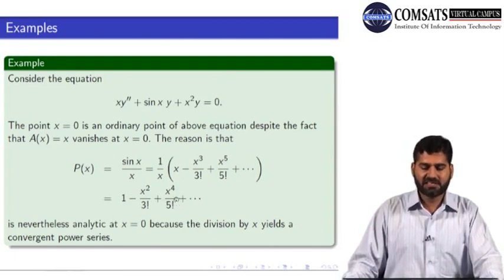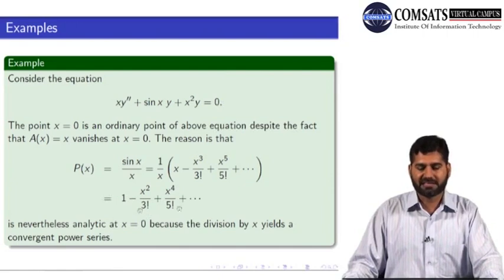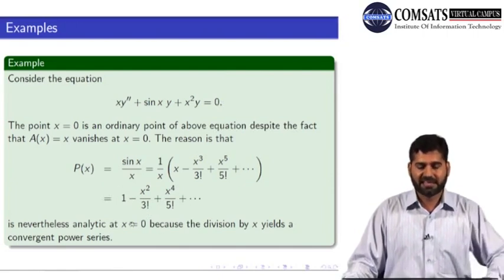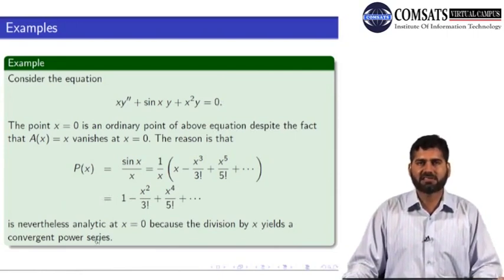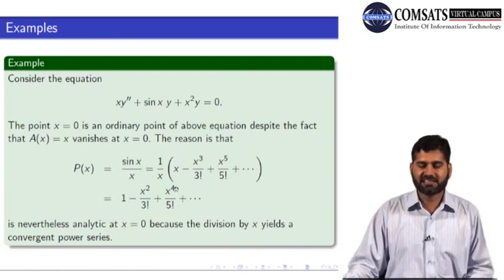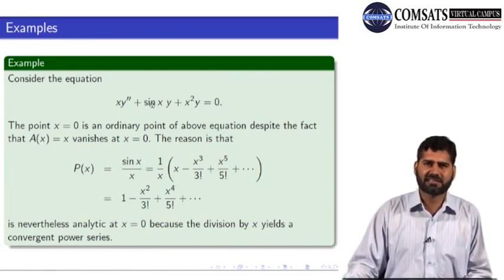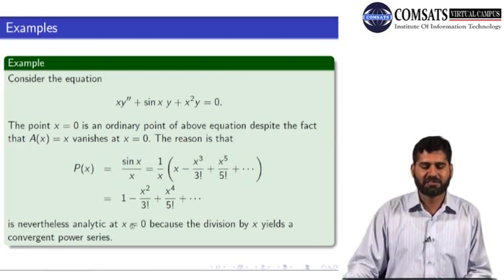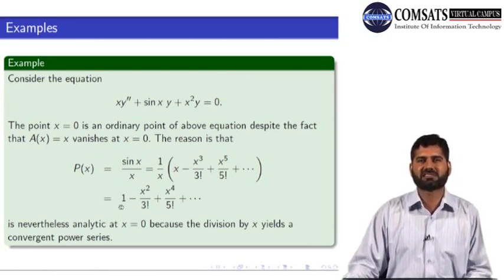All right, this is a convergent series. It means P(x) can be written as a series solution. It means P(x) is analytic. So P(x) is analytic because the division by x yields a convergent power series. So still the series is convergent. But if I write cosine x here instead of sin x, then this will become a singular point, because cosine has 1 here. So the first term will be 1 over x, and that is not a convergent series. All right, around x equal to 0.